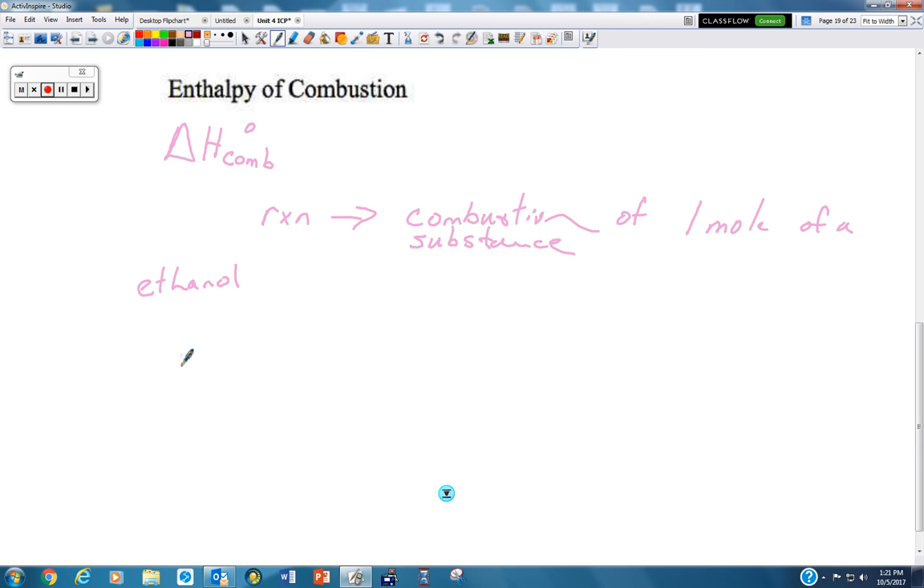Can anyone tell me, or does anyone remember what the formula for ethanol is? Or at least how many carbons? 2. So we have 2 carbons, 5 hydrogens, and since it's ethanol, this means that we have a hydroxide attached to the end. All right, if we are combusting something, what am I going to add to it? In combustion, oxygen, O2. So we combine ethanol plus oxygen.